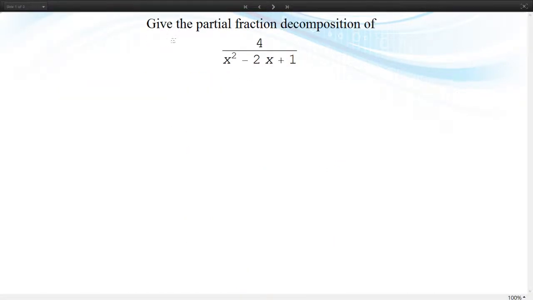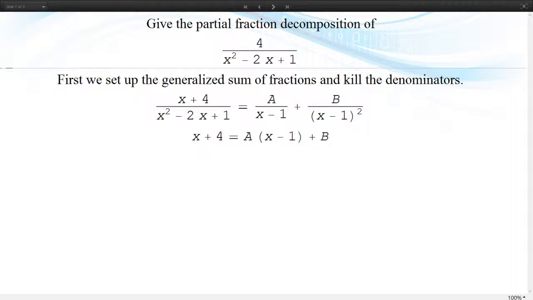Problem 2 is also a partial fraction decomposition. So the first thing we have to do is set up the problem, like so. This is a little bit of a special problem, though. Notice that when we factor the denominator, we get that this is x minus 1 squared.